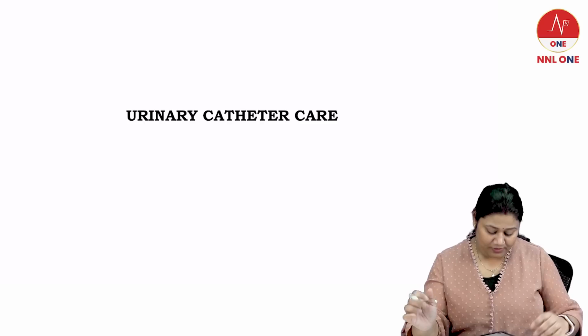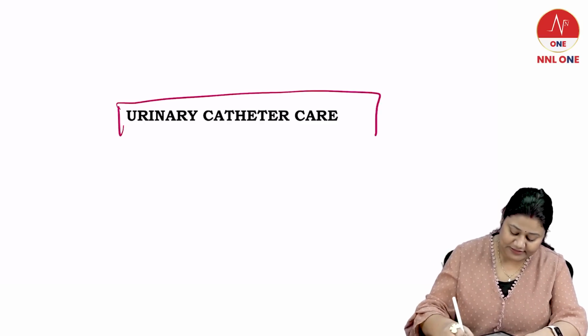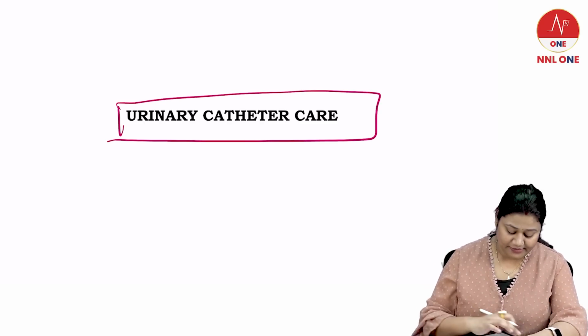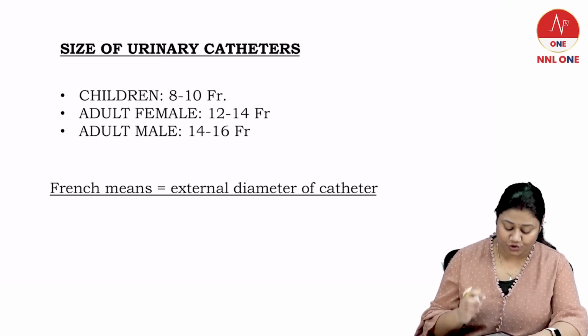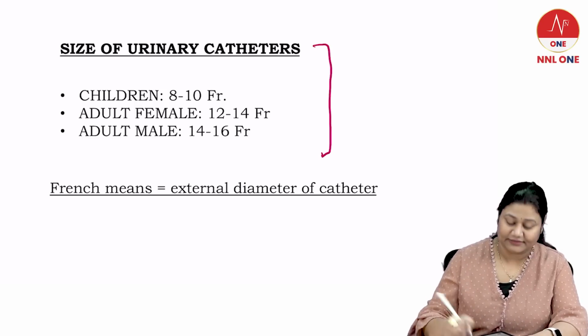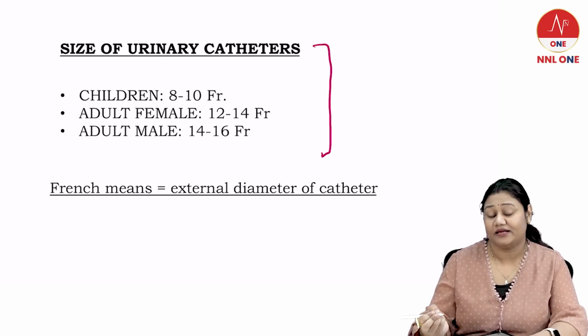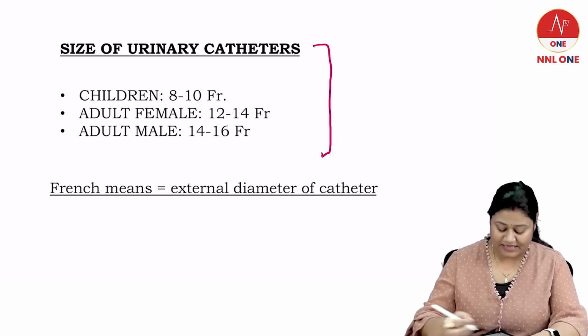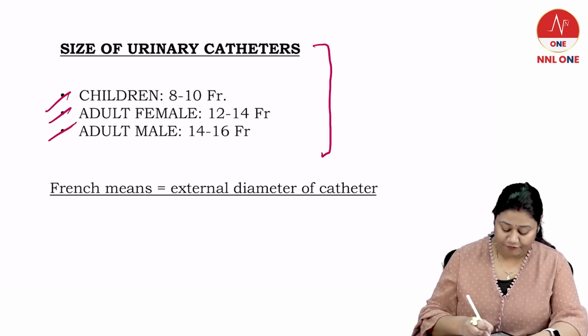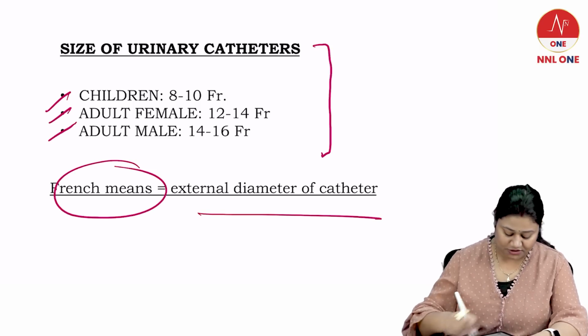surrounding tissue. Now let us start another very important topic, which is urinary catheter care. Under urinary catheter care, the first thing we should remember is the size of the catheter. These are very important and can be asked, and in the previous year NORCET examination the size was asked, right? French means, as we have already discussed, the external diameter.